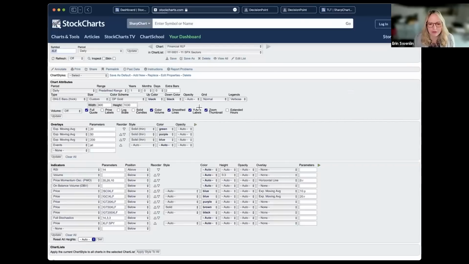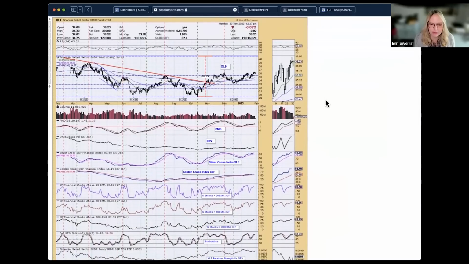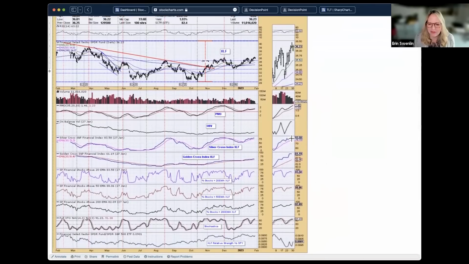Let's go to financials though. So my dad showed you the Silver Cross, Golden Cross, and percent of stocks above their 20, 50, and 200 for those new industry groups that we have. This is for the financial sector, and it gives us a really good idea of what's going on under the surface. And you can see that the PMO is rising like we already knew. And the Silver Cross Index is at a nice, healthy 83.5%, and the Golden Cross is at a fair 61%.